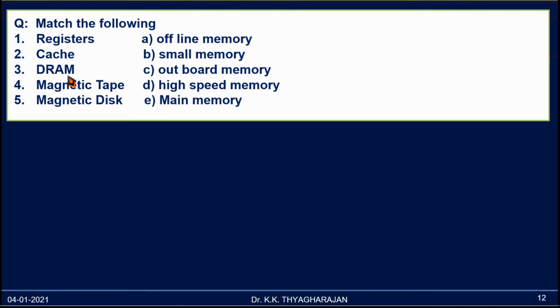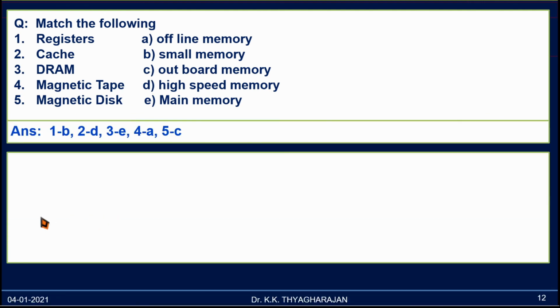Then for DRAM, this option is correct, main memory. Then for magnetic tape, it is offline memory. You can easily locate the correct one. Then for magnetic disk, it is outboard memory. So, the correct answer is, for 1, it is small memory, B, 1B, 2D, and for 3E, 4A, 5 magnetic disk, C, 5C. Now let us see the next one.